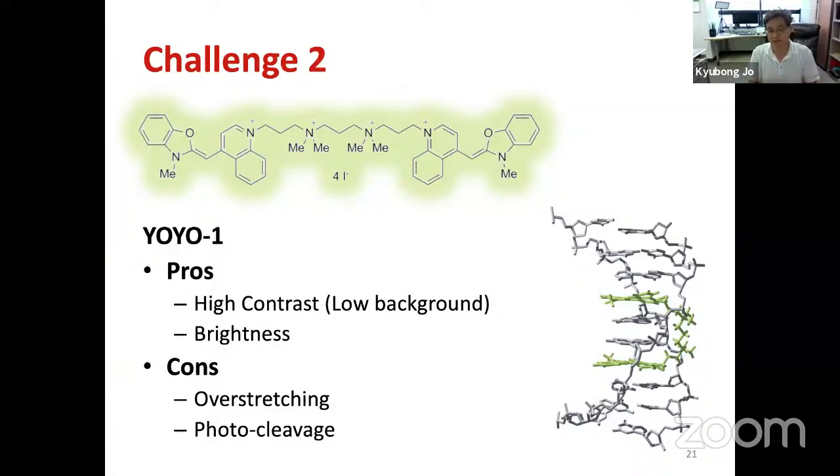Another problem is that normally we are using YOYO-1, the chemical dye. There are many of them, like DAPI, or ethidium bromide, and some others. However, YOYO-1 is the most popular because it has lots of advantages like high contrast and really bright colors. However, they have two critical disadvantages: one is overstretching and the other is photocleavage. So that's another challenge. We want to solve these problems.